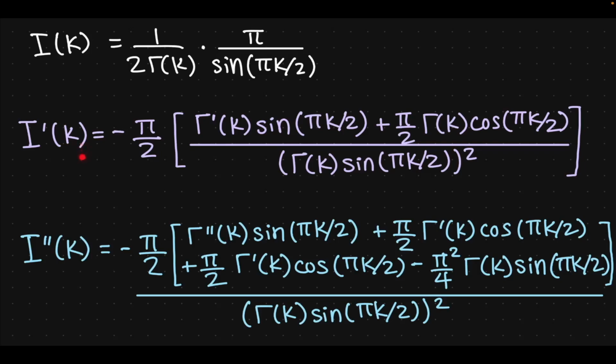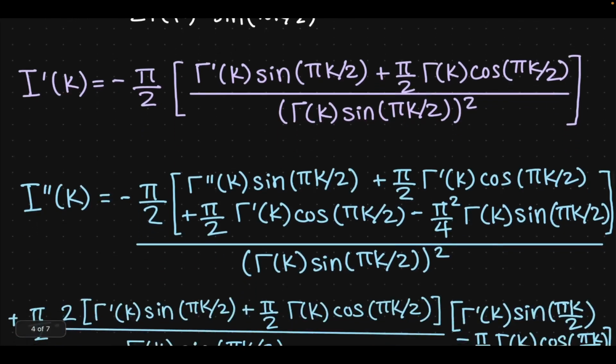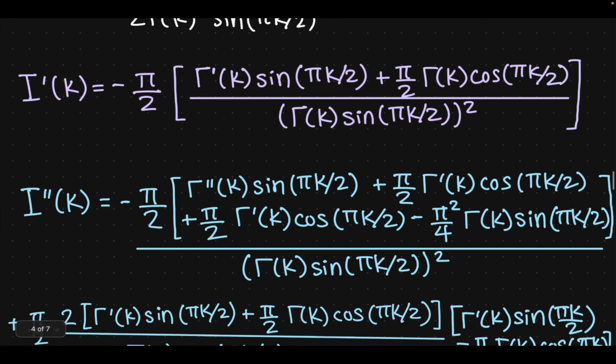So I prime of k is actually going to be, now I've used the quotient rule here. It's either the quotient rule or the chain rule. So minus pi over 2 times gamma prime of k sine of pi k over 2 plus pi over 2 gamma of k times cosine pi k over 2, and then the entire denominator just gets squared. That's the first derivative. Now the second derivative is even more complicated, obviously.